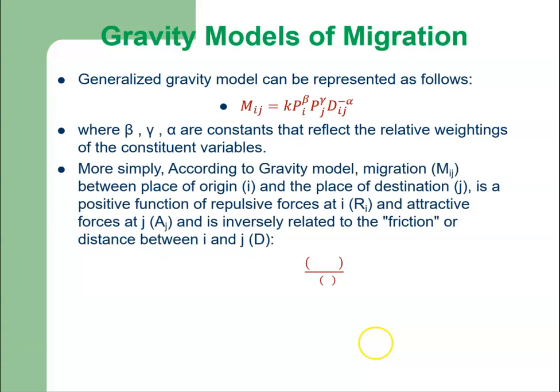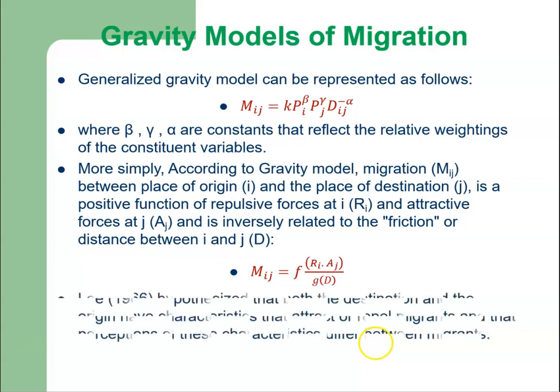According to the gravity model, migration Mij between place of origin I and the place of destination J is a positive function of repulsive forces at region I, denoted by Ri, and attractive forces at region J, denoted by Aj, and is inversely related to the friction or distance between the areas I and J, denoted by Dij. It can be given as Mij is a function of Ri Aj divided by G of D. So it is positively proportional to repulsive forces at the place of origin and attractive forces at the place of destination, and it is inversely proportional to the friction or distance between the two regions.